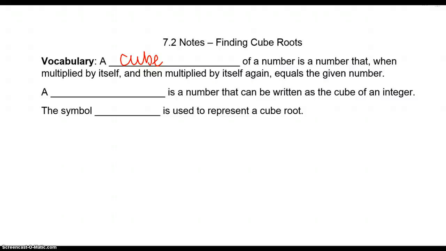All right, this is section 7.2 notes, finding cube roots. A cube root of a number is a number that when multiplied by itself and then multiplied by itself again equals the given number. I'll give you examples here in a second.